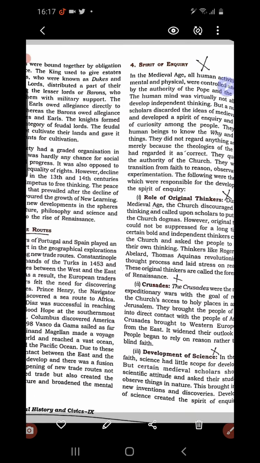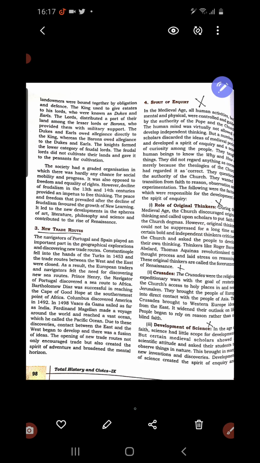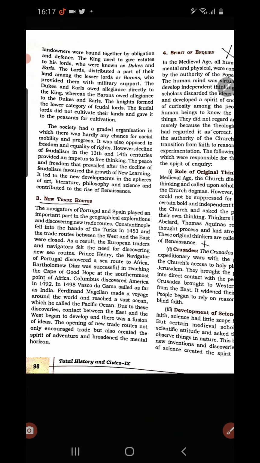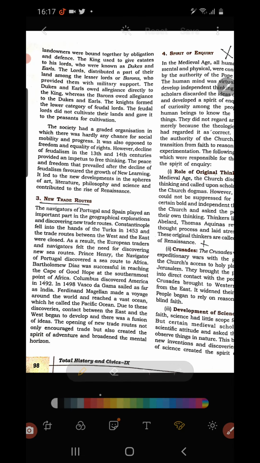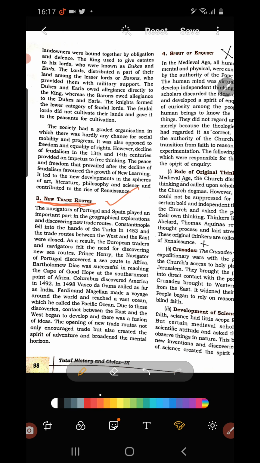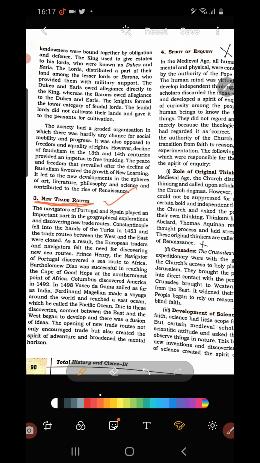Then new trade routes. Children, this topic is there, you have to study. You have to study the fall of Constantinople, and the new trade routes also you have to study. So what about the new trade routes? I told you, due to the fall of Constantinople, they had to find some other sea route. So many people started their journeys to find a new sea route.